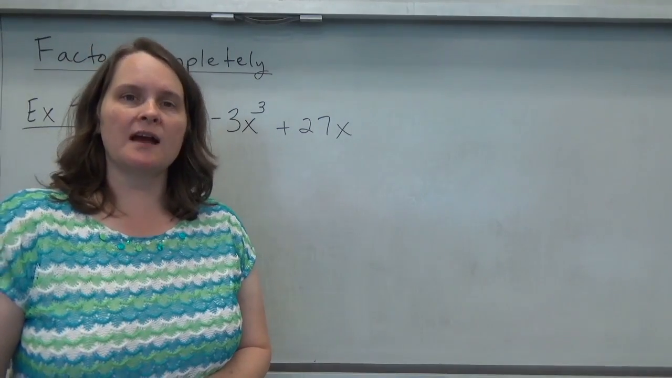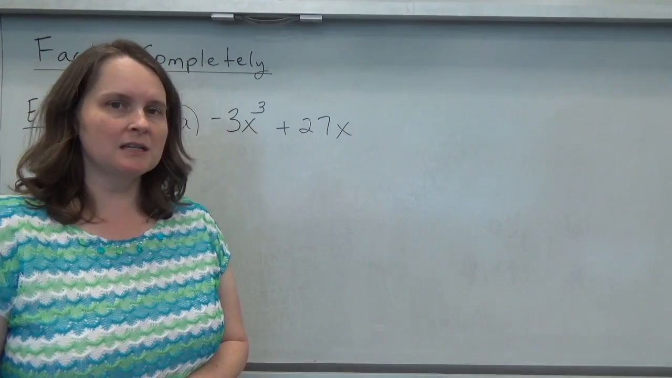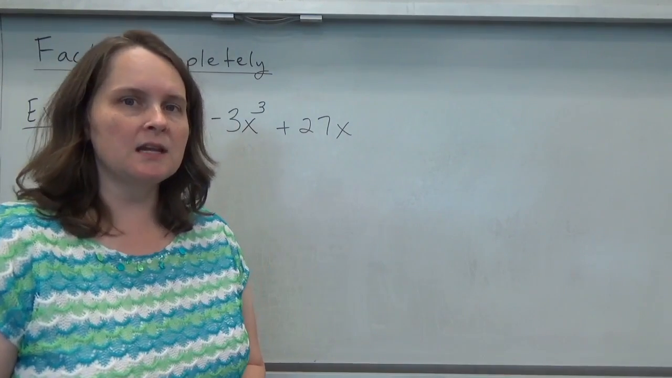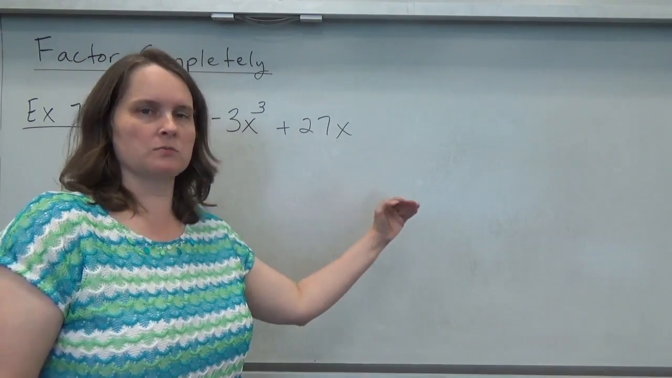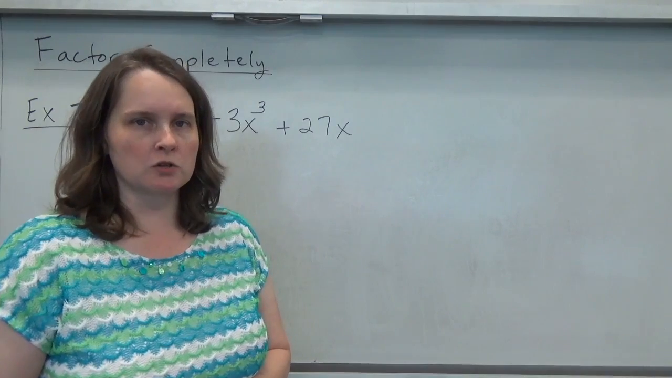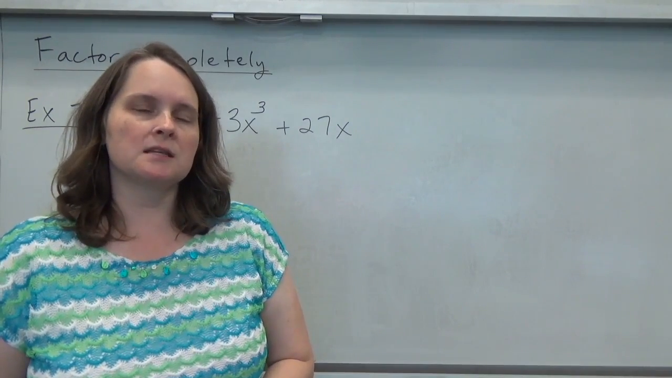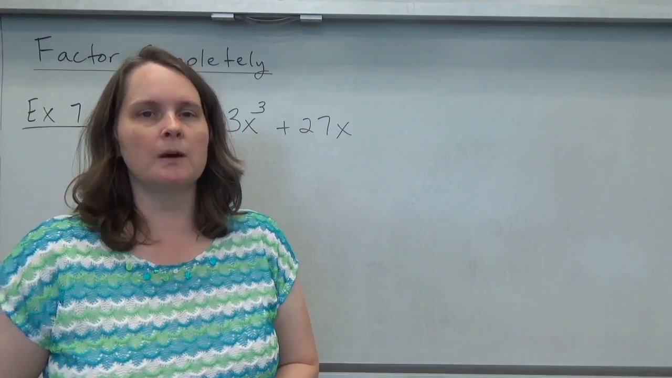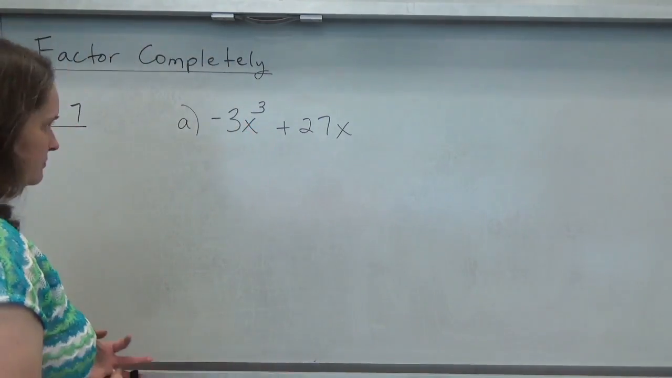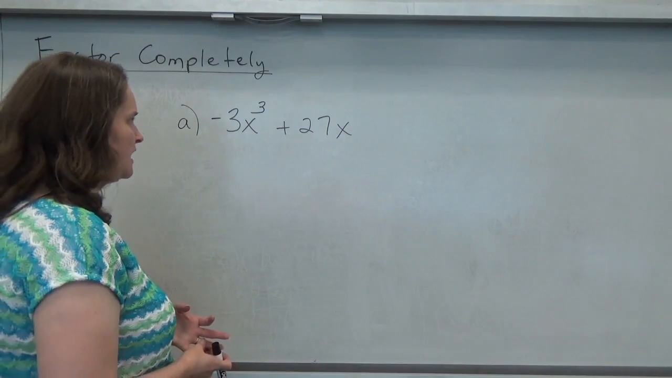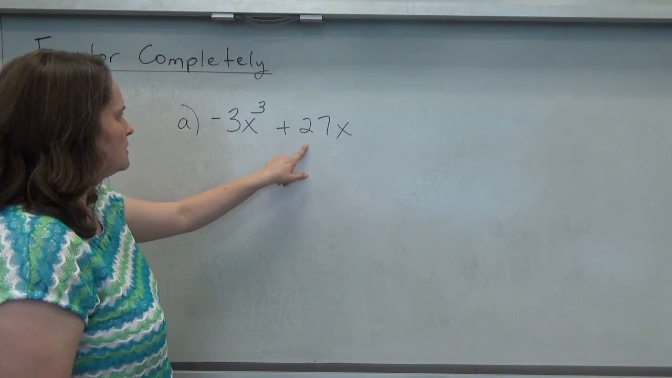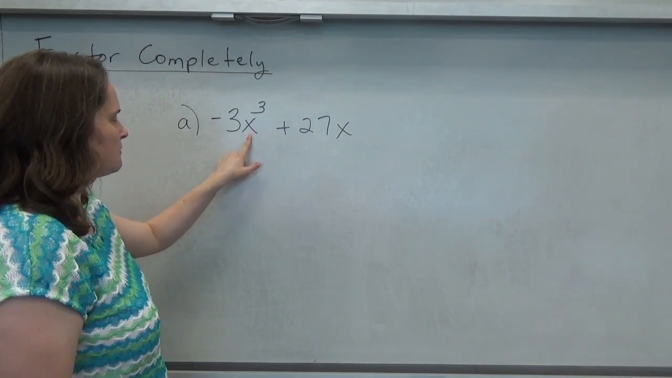When you're asked to factor completely, the first thing that you need to do is determine if you have a GCF. Is there anything that can come out of all your terms together? If there is, you need to pull the GCF out to the front first. The next thing you're going to look at is the number of terms. The number of terms will help you determine which method that you need to use. This one definitely has a GCF. We notice a common factor on the coefficients of 3, and then each of them have a common variable of x.